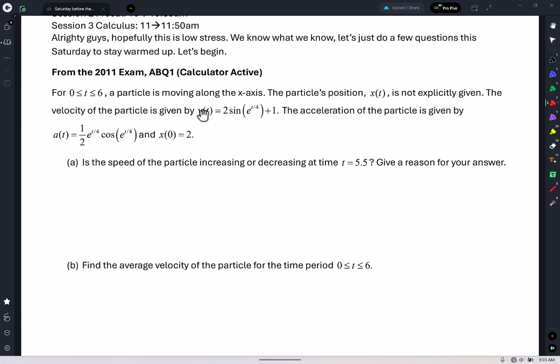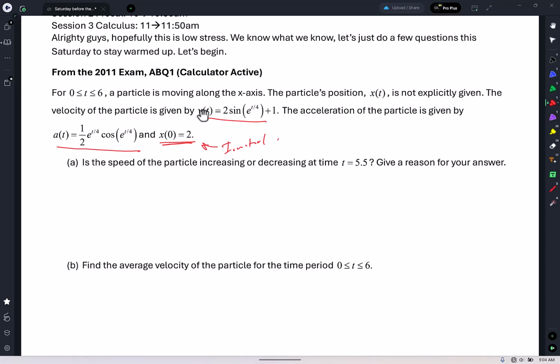The particle's position, x of t, is not explicitly given. The velocity of the particle is given by, and then they give me my velocity equation. The acceleration of the particle is given by, and then they give you the acceleration. They didn't have to. They could have made us take a derivative of that, but they decided to give it to us there. And then this is my initial position.